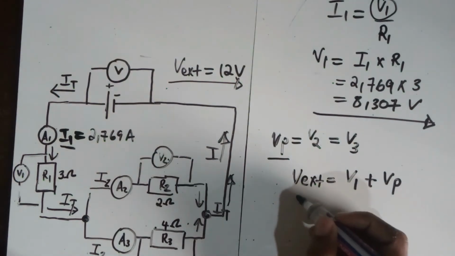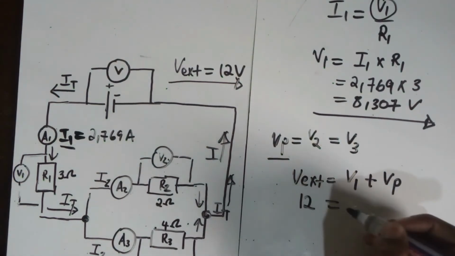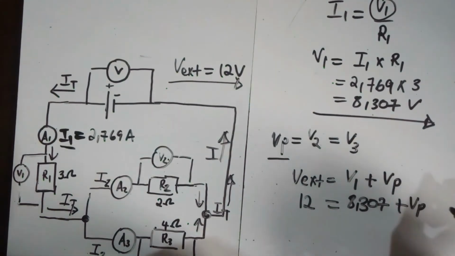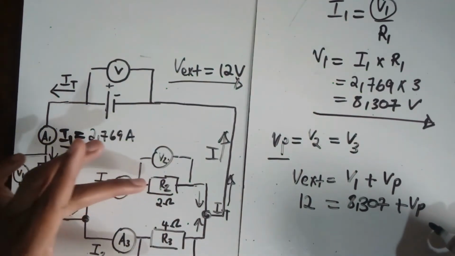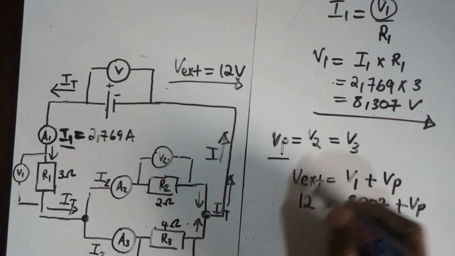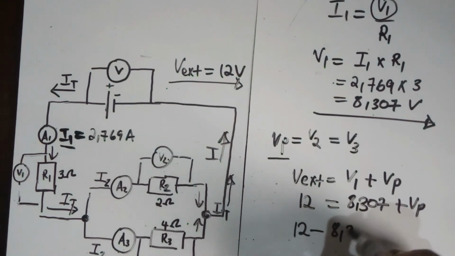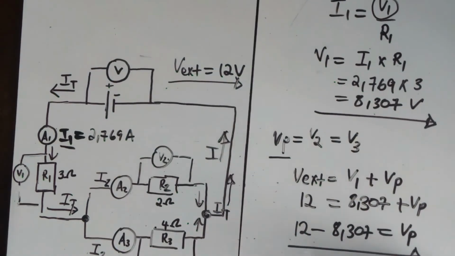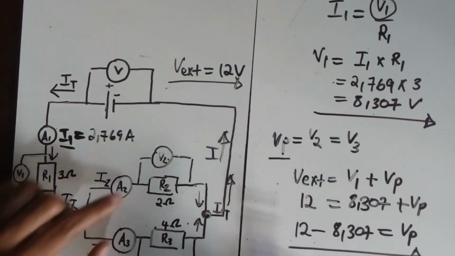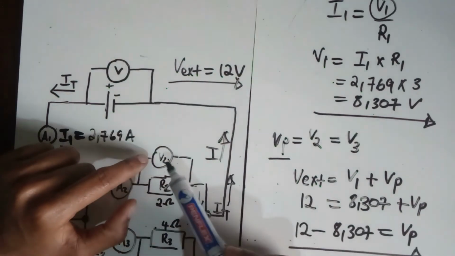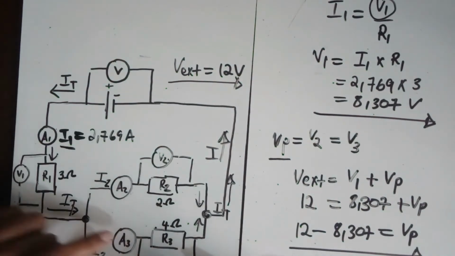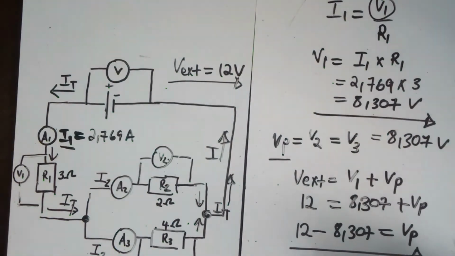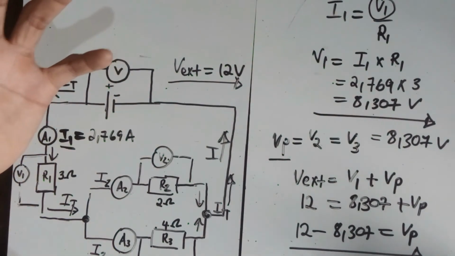So we know V external is 12. V1, we just found it to be 8,307, plus Vp. So we can find the potential difference for this parallel connection by simply taking this to the other side. If we do that, it's 12 minus 8,307, which is equal to Vp. And we know that this Vp, the potential difference for the parallel connection, will be the same for V2 as well as for V3. So we have essentially found it to be 3,693 volts. So I hope you can follow the logic around here.